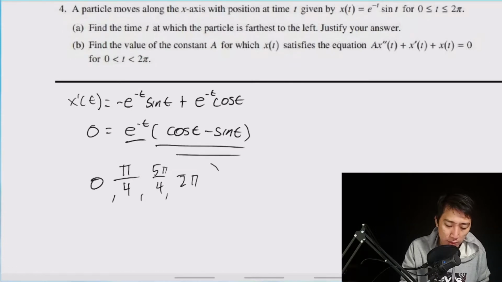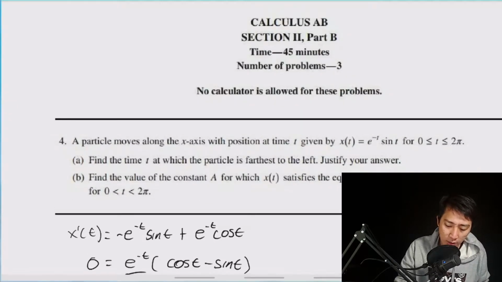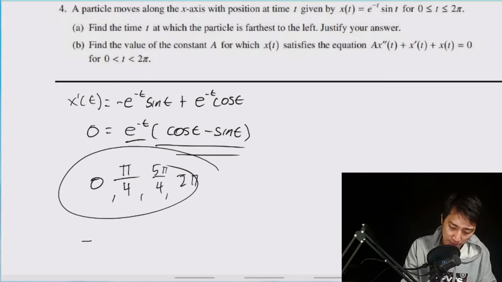Then from over here, we're just going to plug it in, but not into this. We're going to plug it into my original position equation. So we're going to have e to the negative t sine of t.